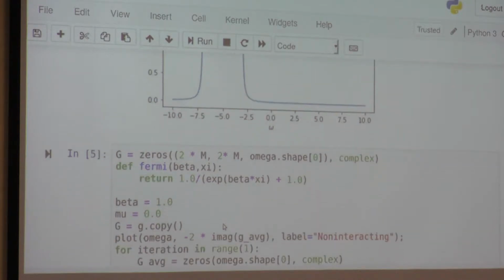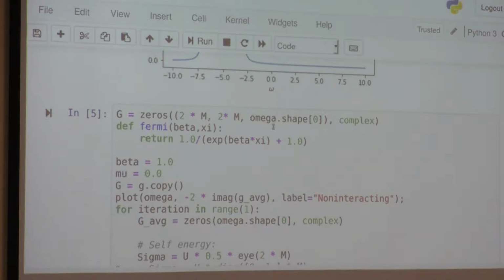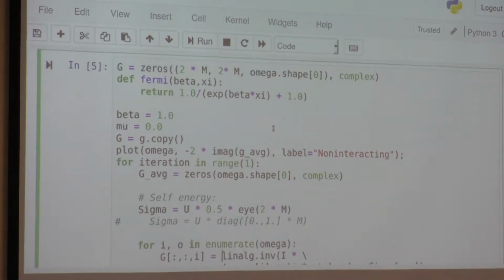Okay, so now let's do some perturbation theory. I want to calculate an interacting Green's function, big G. Okay, I'll define a Fermi function here, which I don't actually use, never mind.